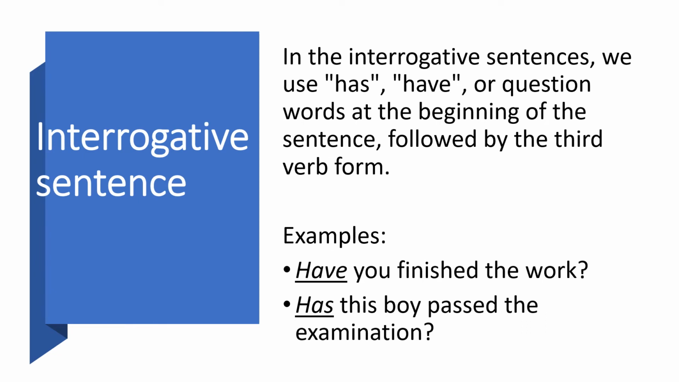Interrogative sentences of present perfect tense. In interrogative sentences, we use has or have, or question words, at the beginning of the sentence, followed by the third form. For example, have you finished the work? Has this boy passed the examination?